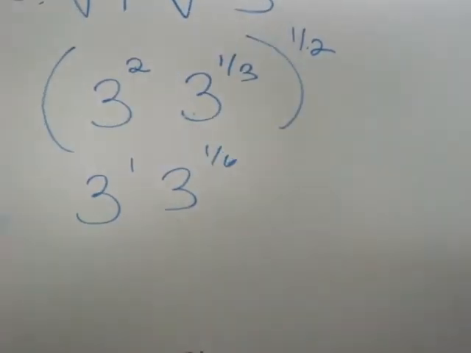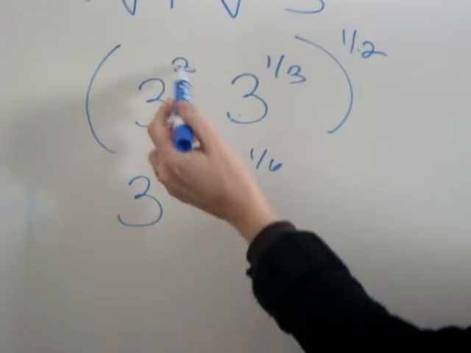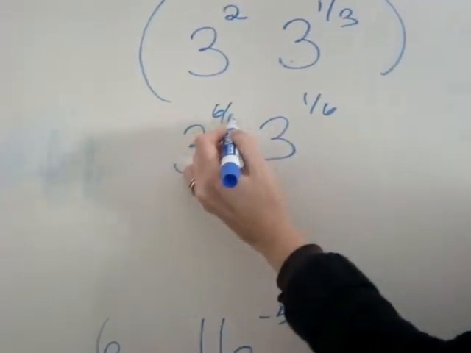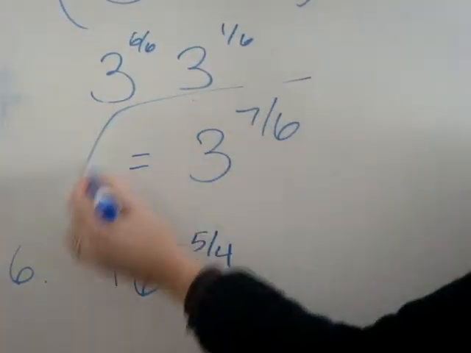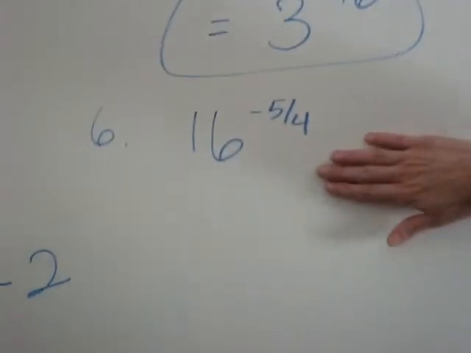Some of you forgot and started adding 1/2 and 1/3. But remember, you multiply power to power. When the bases are the same, you add your exponents. So this is the same as 6/6. 1 is the same as 6/6. So your final answer is 3 to the 7/6. I like those.